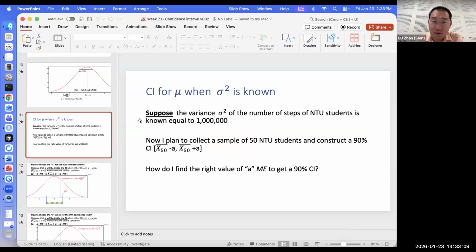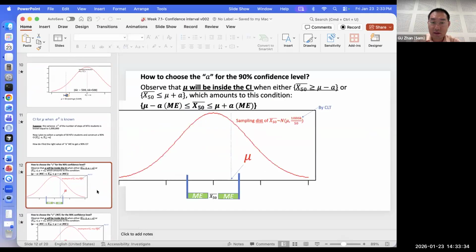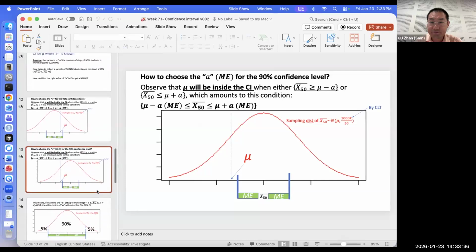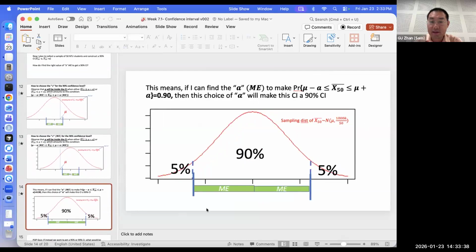So for the confidence interval for mu, when the population variance sigma squared is known, how to find the right value of the margin of error to get a 90% confidence interval? So we'll look at how to calculate that one. Okay, here is the example.